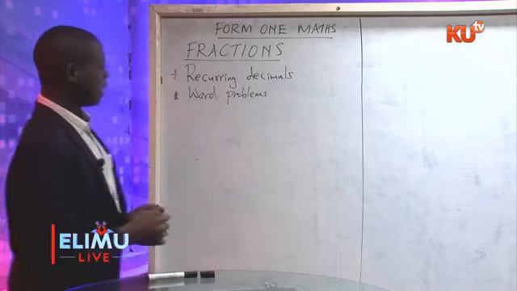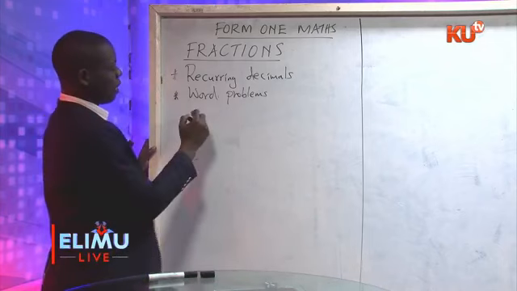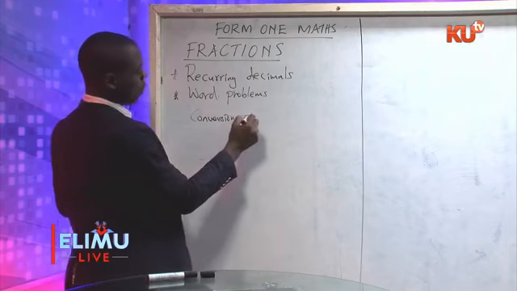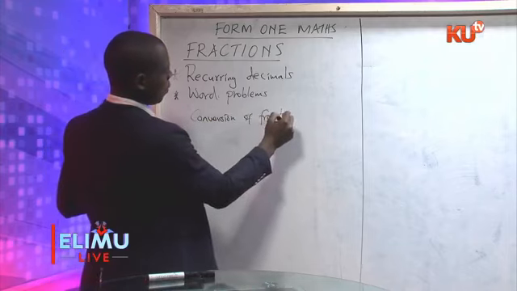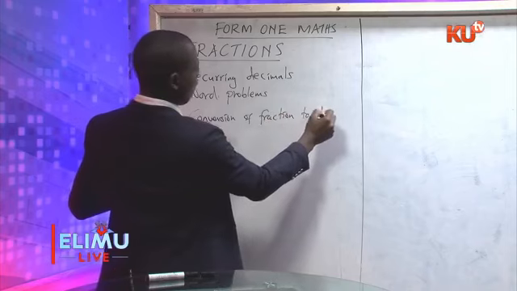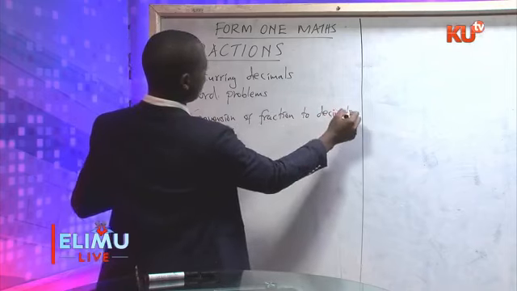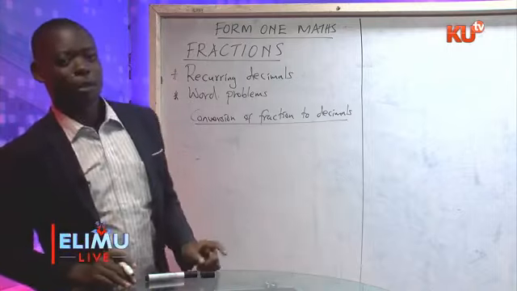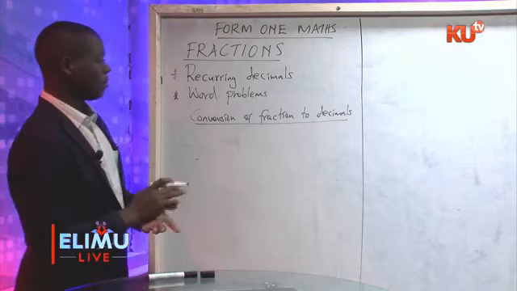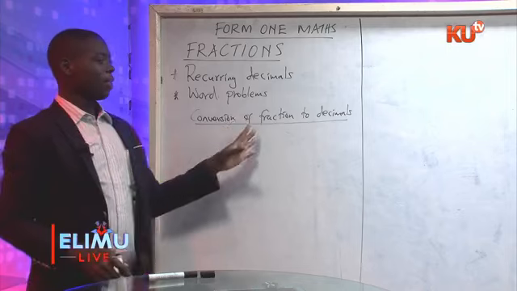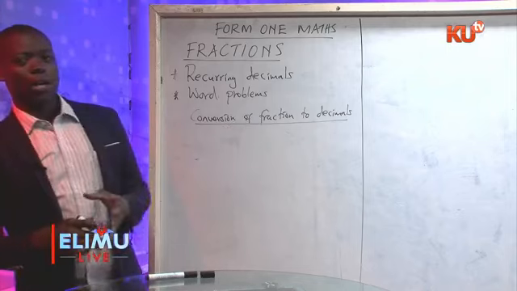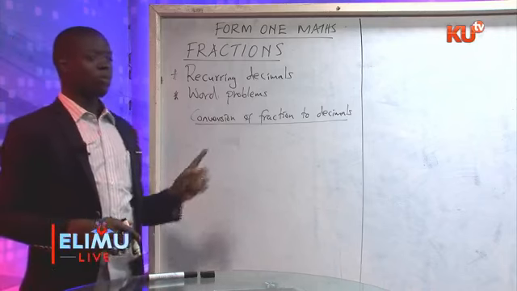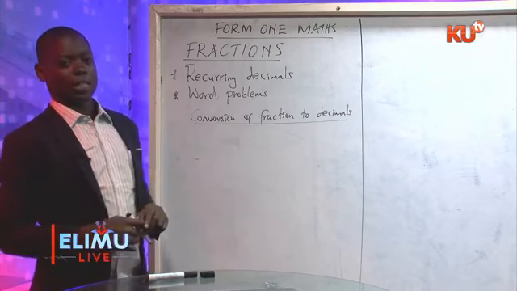Now students, you'll understand that we have what we call conversion of fractions to decimals. This is a subtopic that comes before recurring decimals, where we are given a fraction to convert it to a decimal. And what we do is we carry out what we call the long division process.